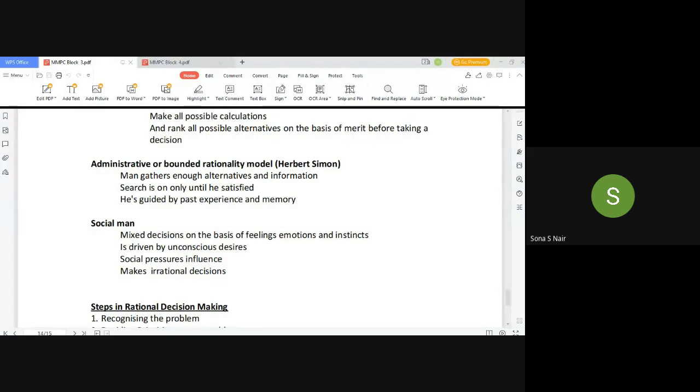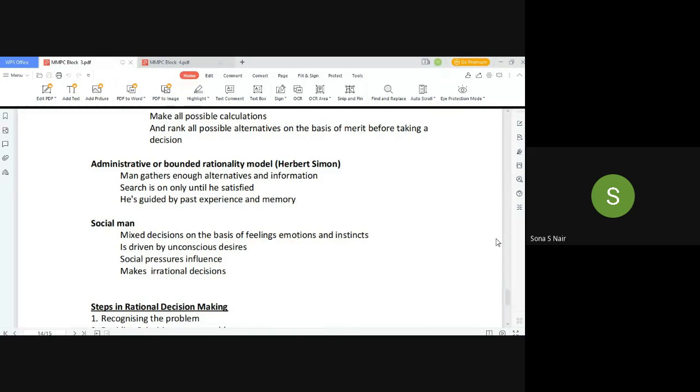So man gathers enough alternatives and information, and search is on only until he's satisfied. So he might think that, look, now I have enough options, and let me take a decision from those options. So he's guided by past memory and experience. That is the first most information source that we actually use. Okay. And then he takes a decision. Right. What's the next theory? It says it is the social man.